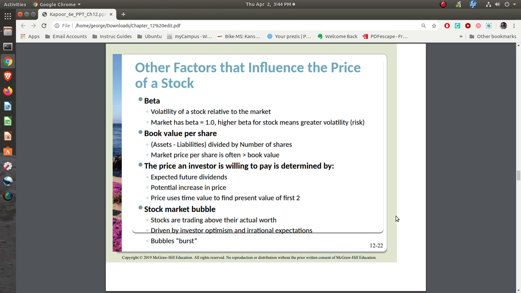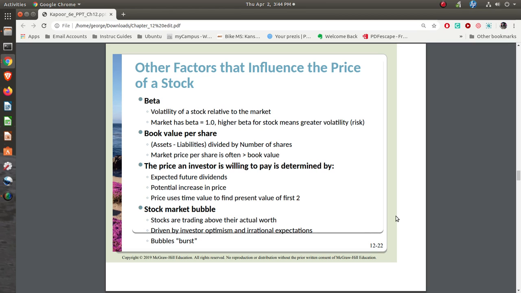number of shares. The price that you see coming up is the price that people are willing to pay for that stock. They're looking at the dividends, they're looking at the possible future for that company, and they're saying, okay, I'm willing to pay X amount per share for this.